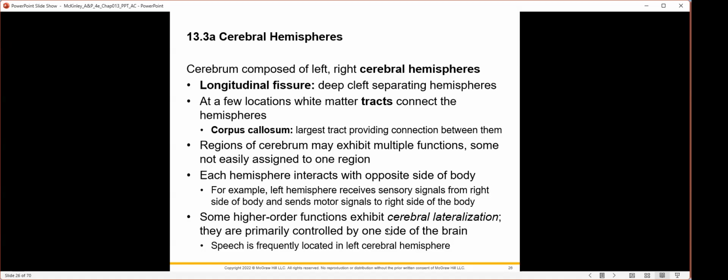What we often see with certain higher order functions, so this would be complex thought, planning, things like that, there's something called cerebral lateralization, where these kinds of higher order functions are controlled by only one side of the brain versus the other. An example of this might be speech, which is primarily controlled by the left cerebral hemisphere.